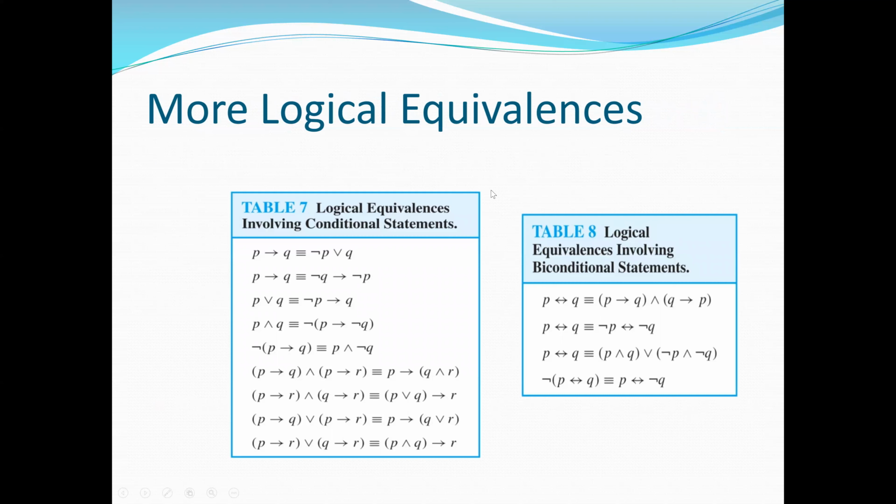Then we have more logical equivalences. For example, the previous ones are very common to understand. We're going to use them mostly in Boolean algebra most of the time. But there are also some complicated ones here. So P implies Q is the same as not P or Q. Actually, we did this example somewhere in the earlier part, in the beginning of this lecture. Now, if I have P implies Q, it is the same as not Q implies not P. Or if I have P or Q, it is the same as not P implies Q.